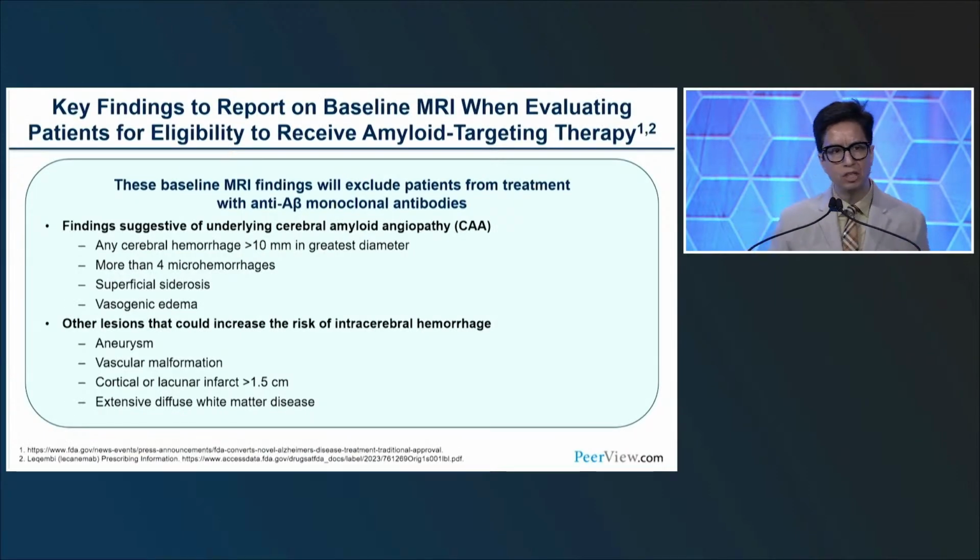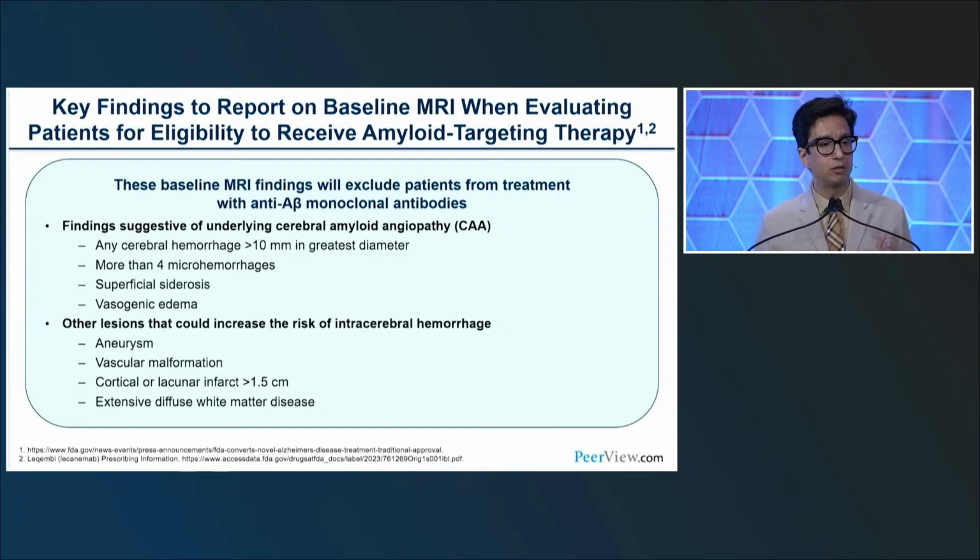And when trying to look at specific findings that increase the likelihood of experiencing ARIA, we see that the baseline MRI findings that are very important are large cerebral hemorrhages greater than 10 millimeters in greatest diameter, more than 4 microhemorrhages, which is a very specific number that you'll be tracking in reports, the presence of superficial siderosis or low susceptibility signal in the sulci, and the presence of vasogenic edema.